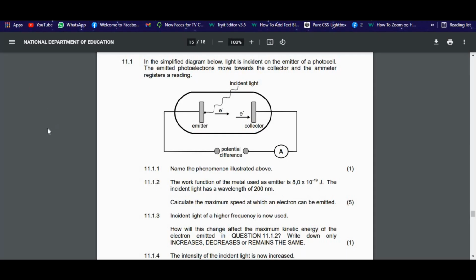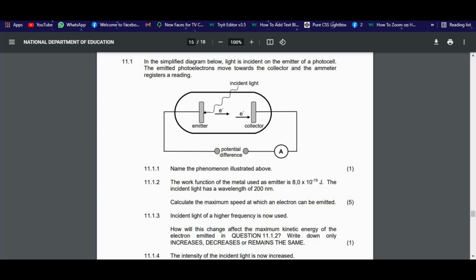11.1.3 says incident light of a higher frequency is now used. Now, obviously we haven't calculated the frequency on its own, but we can because we got the wavelength and we know what the speed of light in a vacuum is. How will the change affect the maximum kinetic energy of the electron emitted in question 11.1.2? So we found the speed, maximum speed. So we can obviously also calculate the kinetic energy if we were asked to. We're not asked at the moment. They just want us to write down increases, decreases, or remains the same.